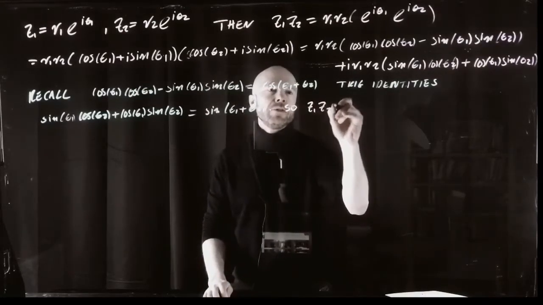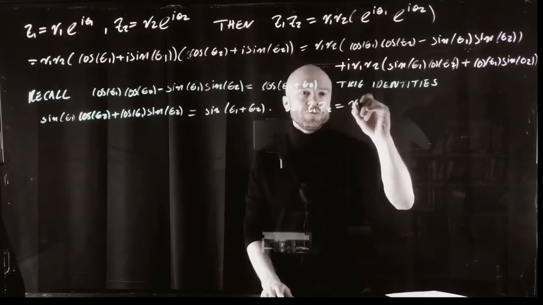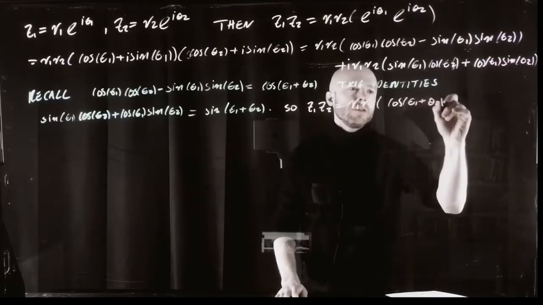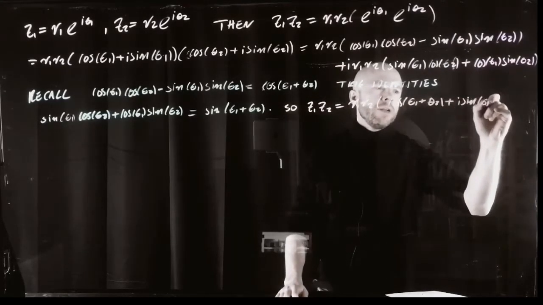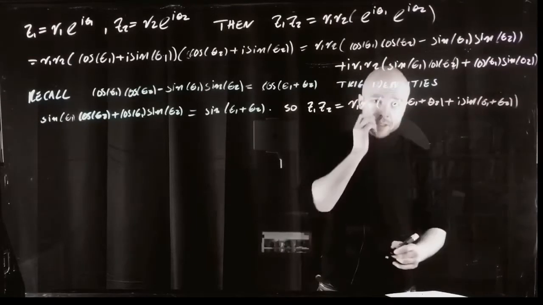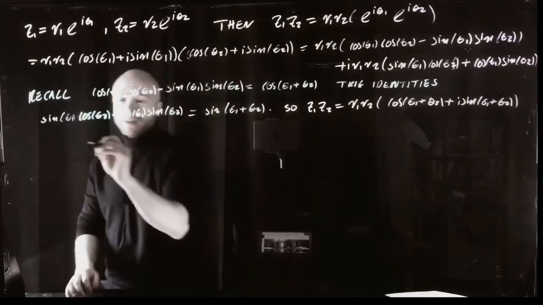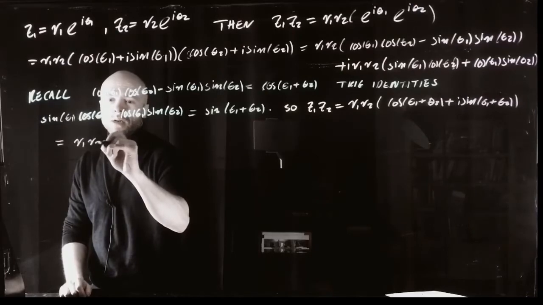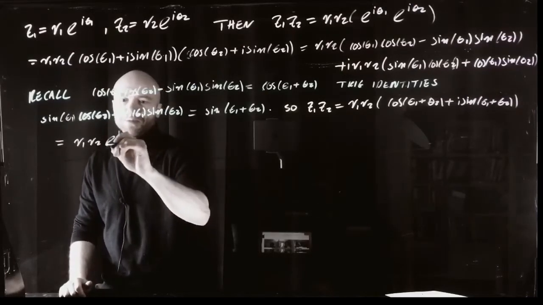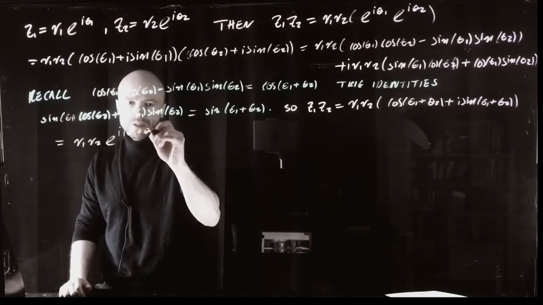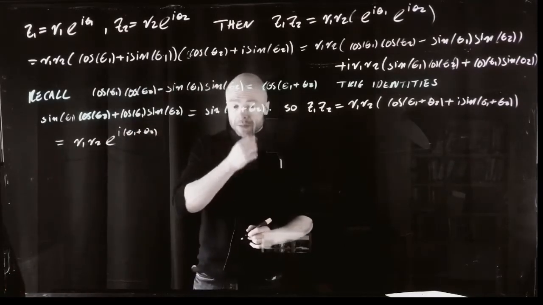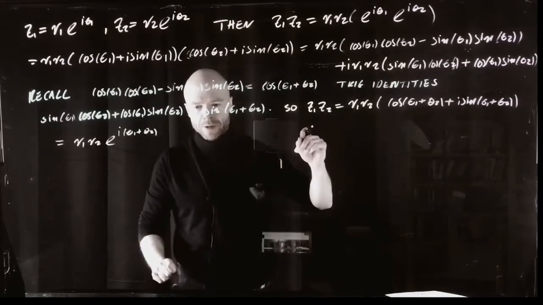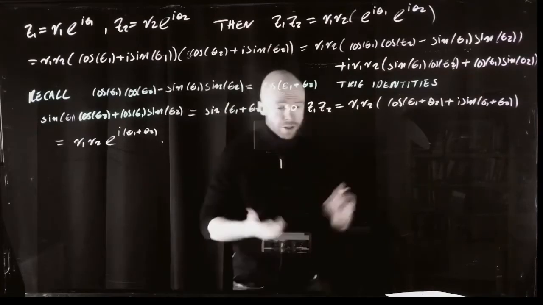So Z1 times Z2 is equal to R1 R2 of cosine of theta 1 plus theta 2 plus I sine of theta 1 plus theta 2, like this. And then that thing is just equal to R1 R2 using this e to the I notation of theta 1 plus theta 2. That's what we see just from the fact we have these trig identities and the multiplication laws for complex numbers. Cool. So let's see what that means geometrically.